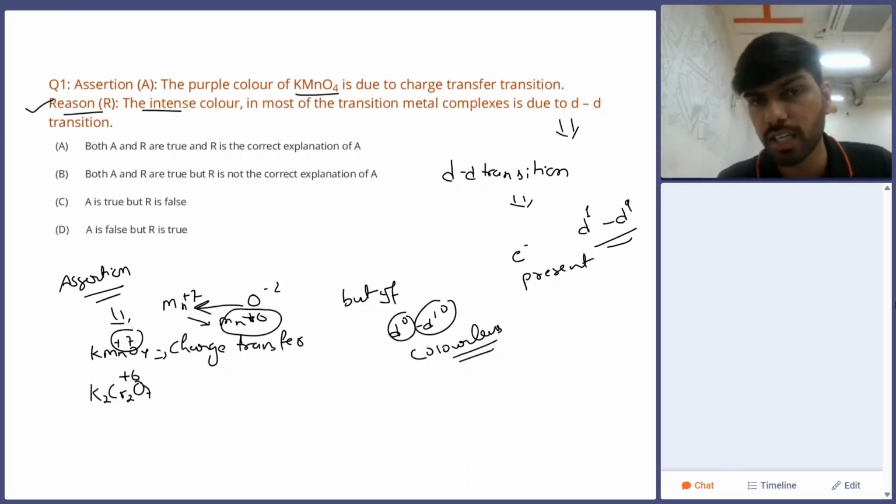So the assertion is correct, the reason is correct. But the reason does not explain the assertion. Okay, so both A and R are true, but R is not the correct explanation. So option B is correct.